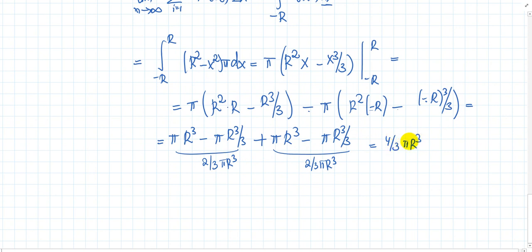So the volume of the sphere with the radius big R is equal to 4 over 3 pi R cubed, which you knew before even, from school. Do you remember this formula? The volume of the sphere is equal to 4 over 3 pi R cubed.